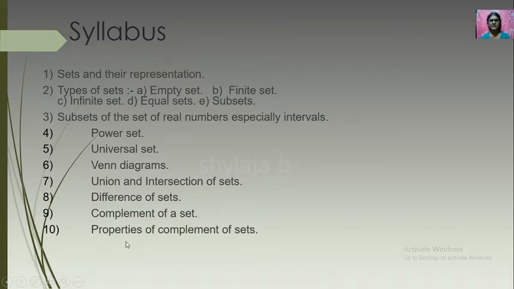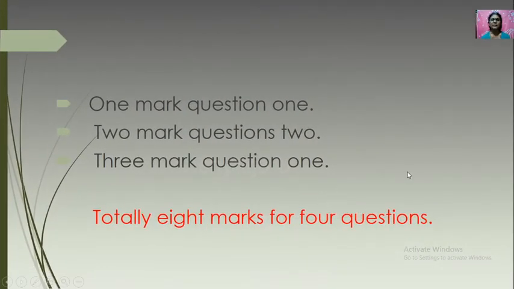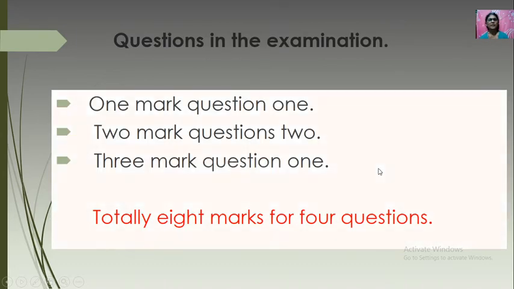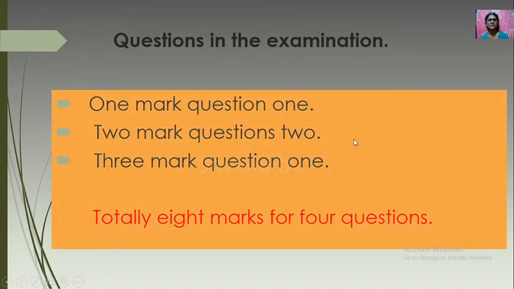Among this syllabus, how are the marks distributed? Look here. In the examination, 1 mark question is 1, 2 mark question is 2, 3 mark question is 1. Totally 8 marks for 4 questions in this chapter in the examination question paper. And we come to the concept of sets and representation.